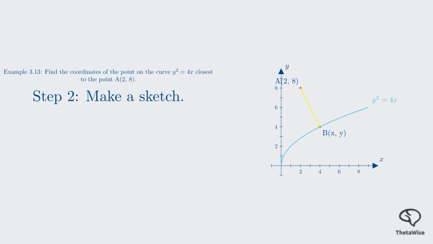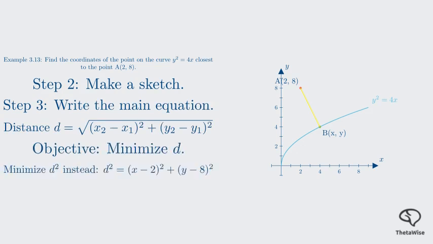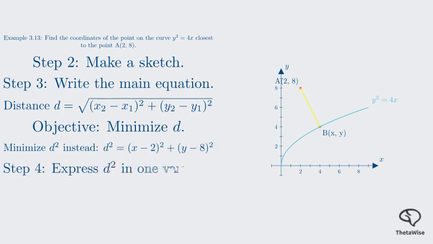To find the distance, we use the distance formula. Let's call the distance AB, and it's the square root of the change in x squared plus the change in y squared. A common trick with distance problems is that the distance will be a minimum when its square is a minimum. This avoids dealing with the messy square root in our differentiation. So we'll minimize the square of the distance, d squared, which is (x minus 2) squared plus (y minus 8) squared.